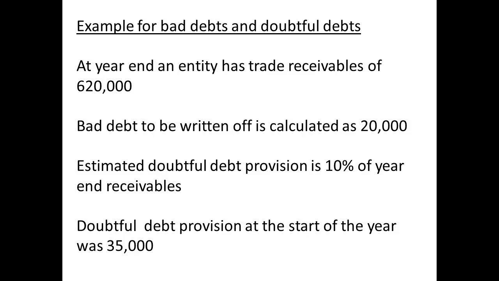Let us work through an example for bad debts and doubtful debts. An entity has trade receivables of $620,000, and the bad debt to be written off is $20,000. The estimate for doubtful debt provision is 10% of receivables at year end. The doubtful debt provision at the start of the year was $35,000.